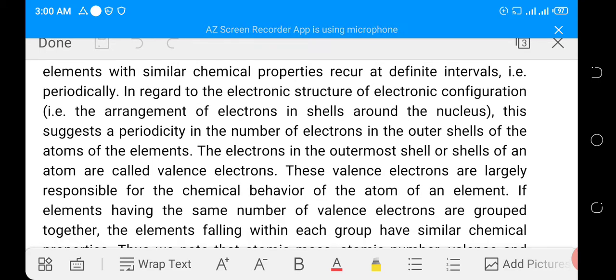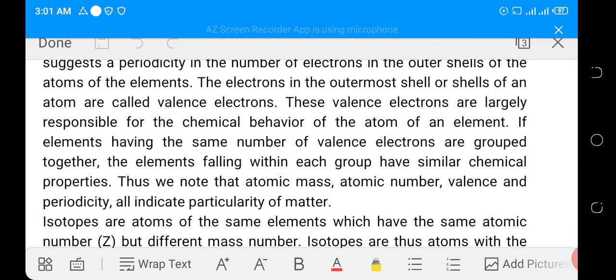This suggests a periodicity in the number of electrons in the outer shell of the atoms of the elements. The electrons in the outermost shell of an atom are called valence electrons. These valence electrons are largely responsible for the chemical behavior of the atom of an element. If elements having the same number of valence electrons are grouped together, the elements falling within each group have similar chemical properties.